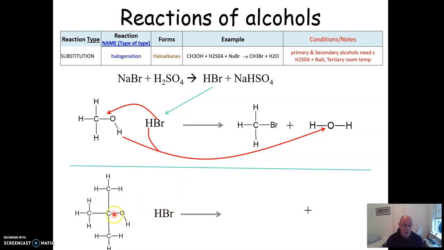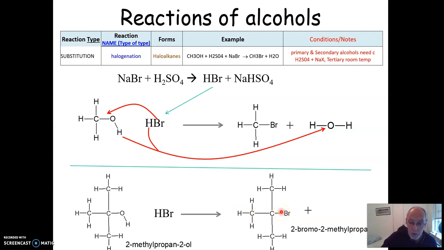Here, a tertiary alcohol like this one. So this is going to be 2-methyl propan-2-ol. And that's going to react with the HBr, and it's going to make 2-bromo, well actually 2-bromo-2-methyl propane. You always say these groups in alphabetical order. Plus, of course, your water. So there's your 2-bromo-2-methyl propane, and there's your 2-methyl propan-2-ol.